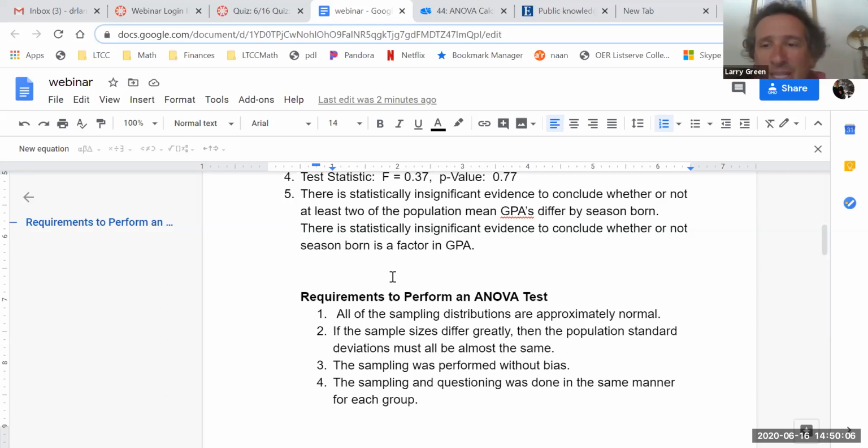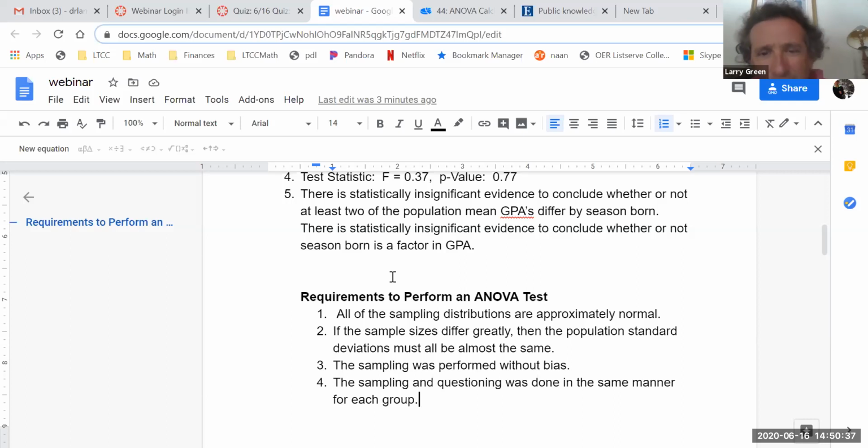Logistically, it would be a complete nightmare to have somebody go to all 50 states and ask a bunch of people. So what you do is you hire people in each state. And you've got to make sure that the person in Minnesota is asking in the same manner as the person in Georgia, for example. And that's what this number 4 is. Any questions on that?